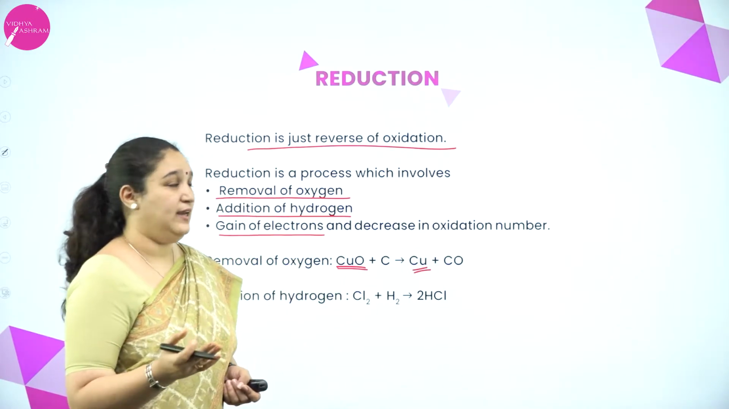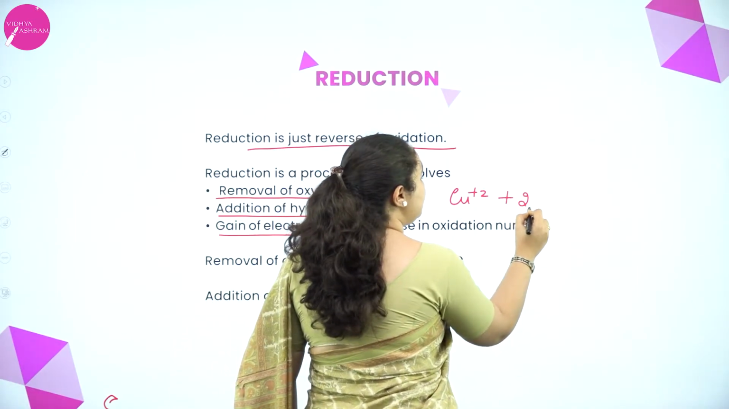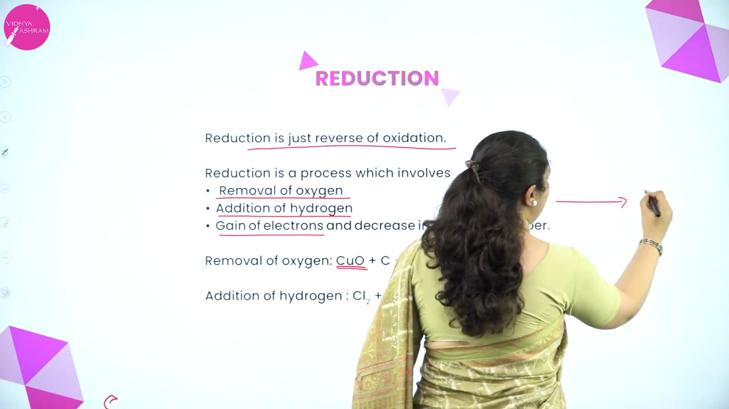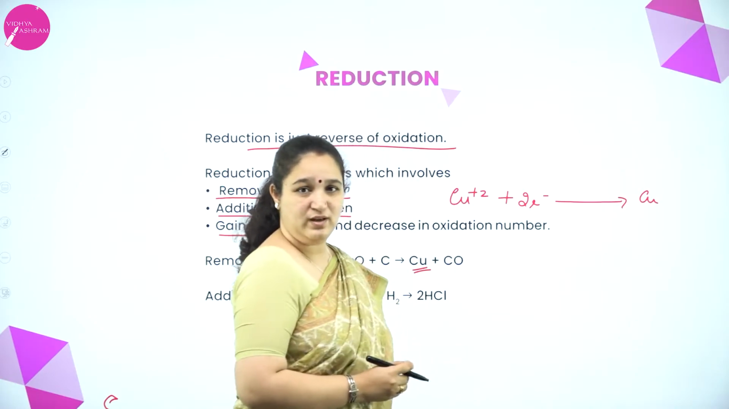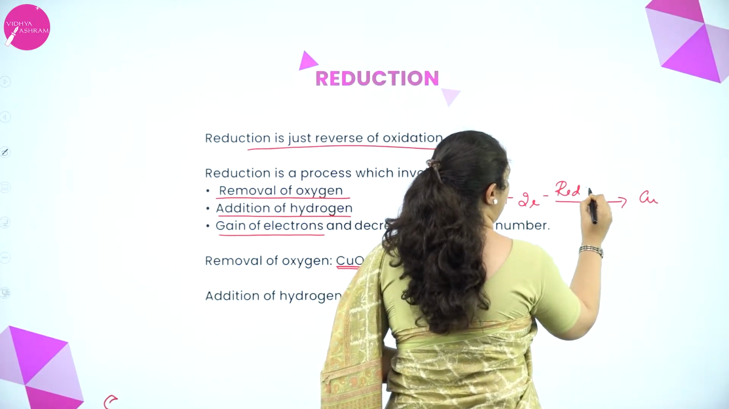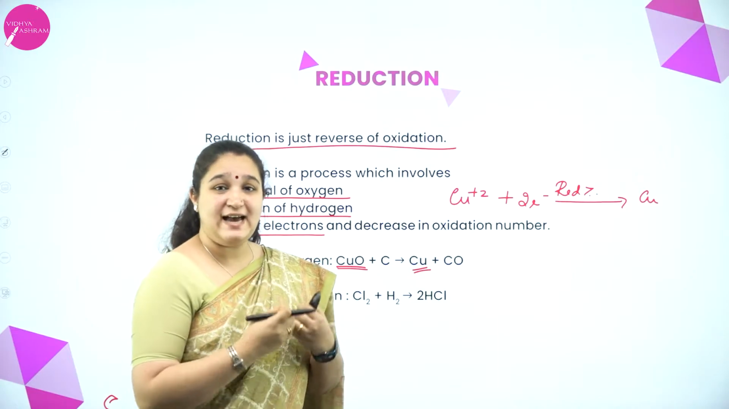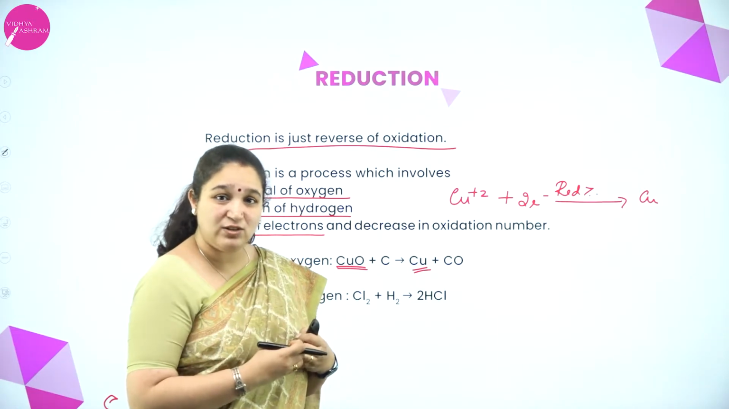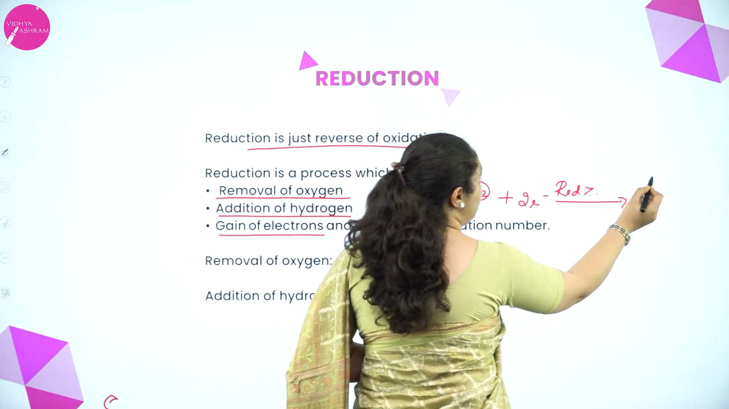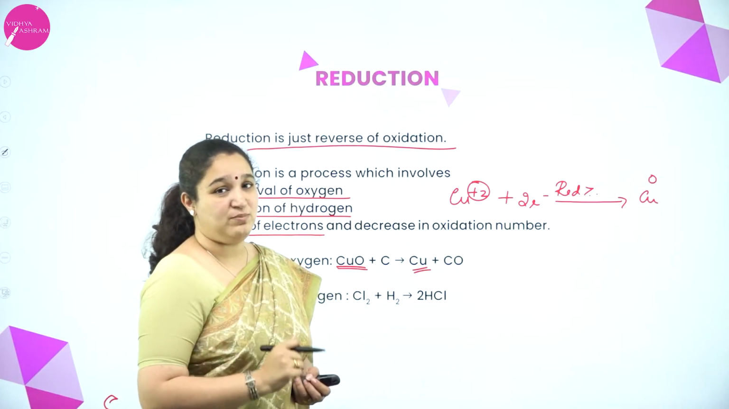So for example, I'll take Cu2+ ion. It accepts 2 electrons. It takes up 2 electrons to form copper metal. And this process is called as reduction reaction. Why? Copper ion is accepting electrons. It is gaining electrons to form copper metal. Now here you see +2 charge, it has become 0. So there is decrease in oxidation number as well.